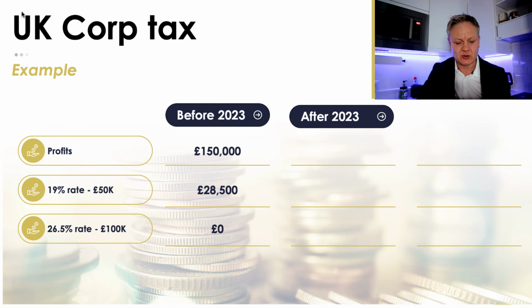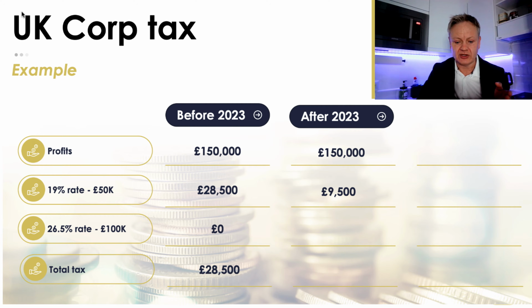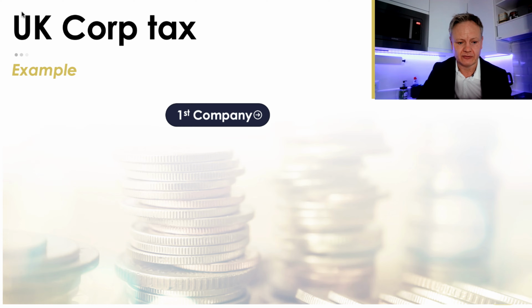You've got this 28,500. Now, the thing for me here is that you've got this increased tax in these new rules. So you've got this 19% of 50,000, but before 2023, you were taxed at 19% full stop. There's no issue. Now it's banded. All of a sudden, you could be faced with a rate of 19% up to 50,000. And then you've got this 26.5%, which means you've got tax now of 36,000 versus 28,500.